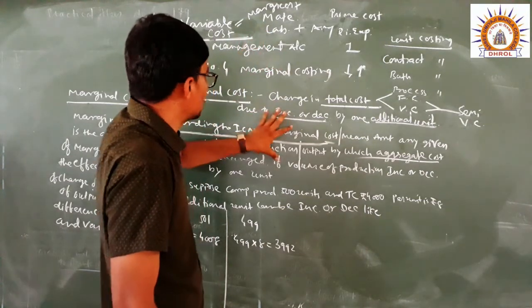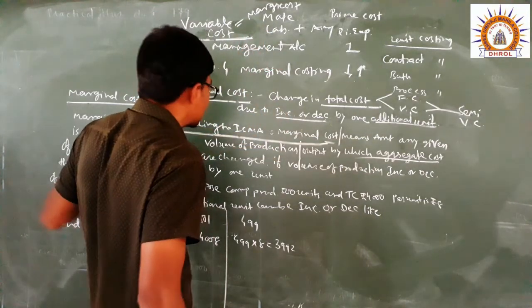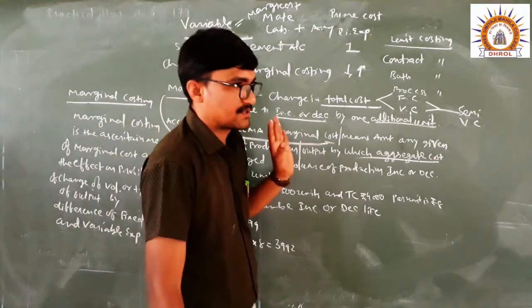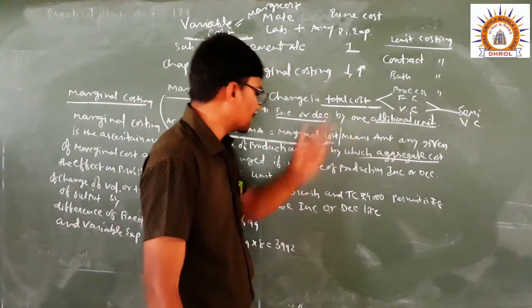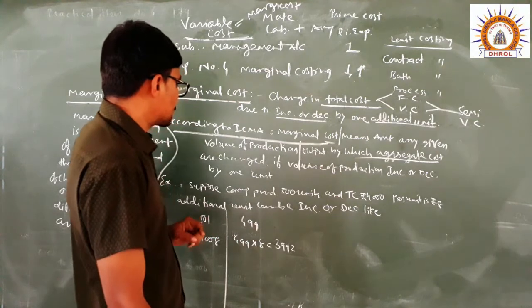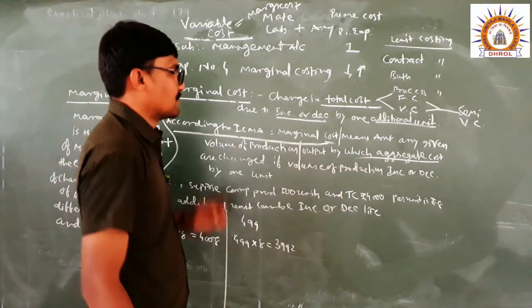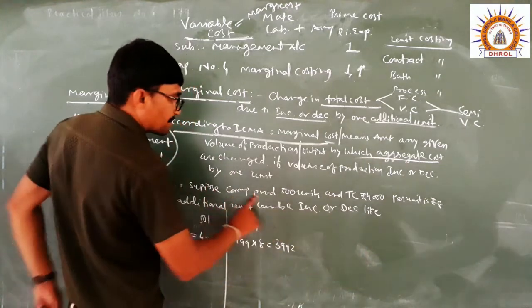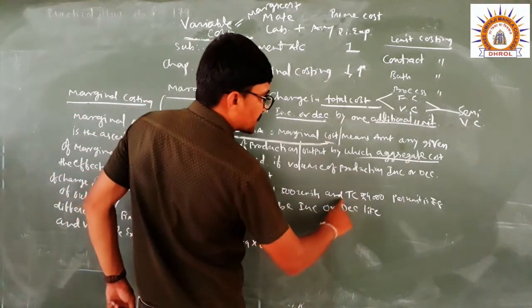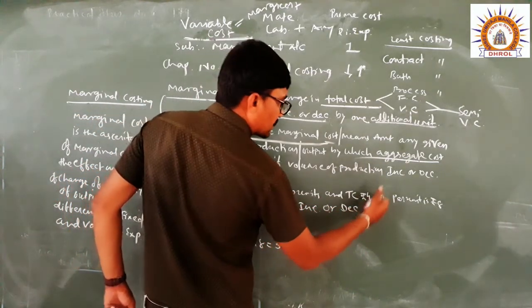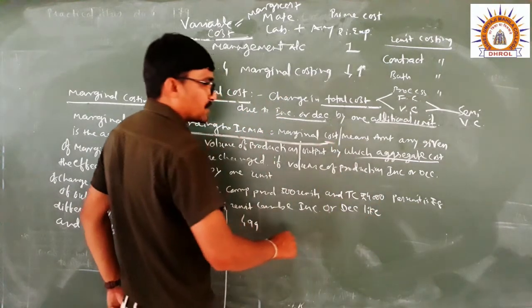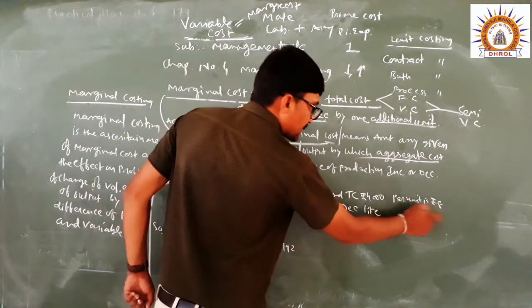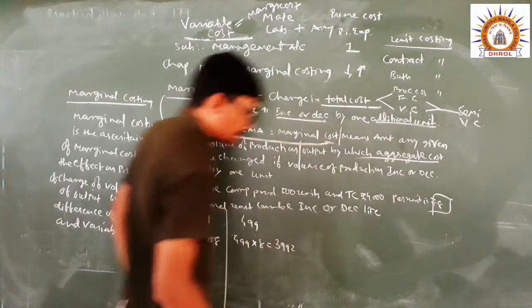And what is marginal cost and marginal costing? These are the basic concepts, right? So let me try to understand marginal costing again with an example. Suppose the company produced 500 units and the total cost is rupees 4,000. So the per unit cost is rupees 8, right?